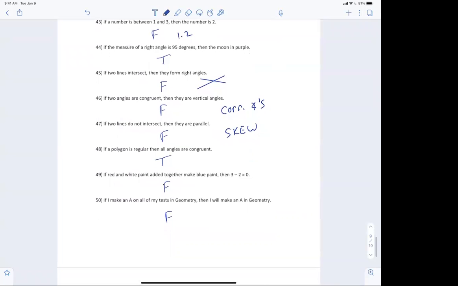If red and white paint add together to make blue. Is that true? Do red and white make blue? No. So that's what we were talking about earlier. That vacuous truth, is that what you called it? Yeah. Right. Oh, wait a minute. So that is what? True. That's true. Thank you. I wrote F. We know that's true.